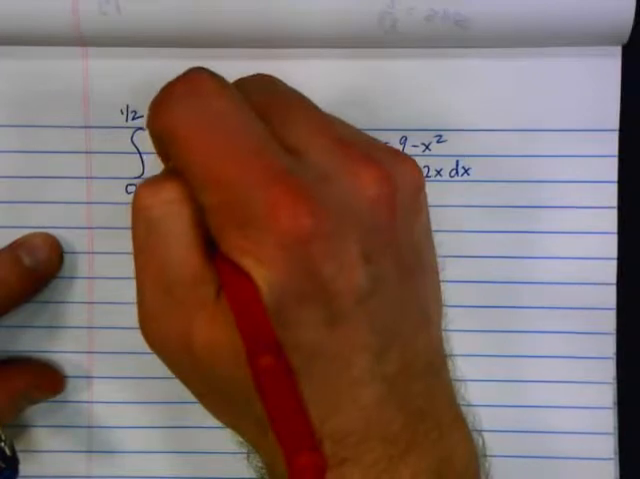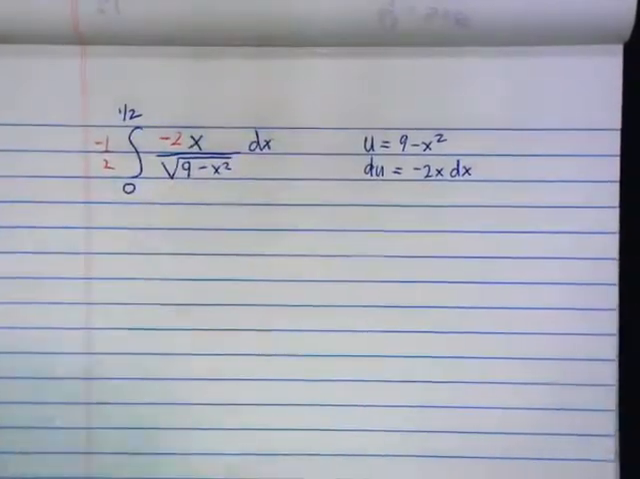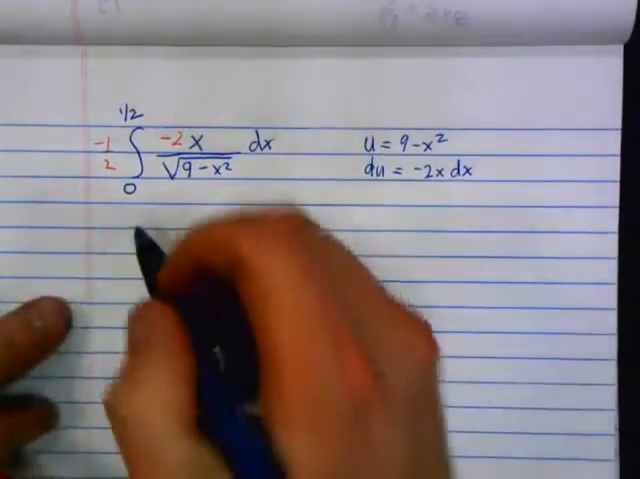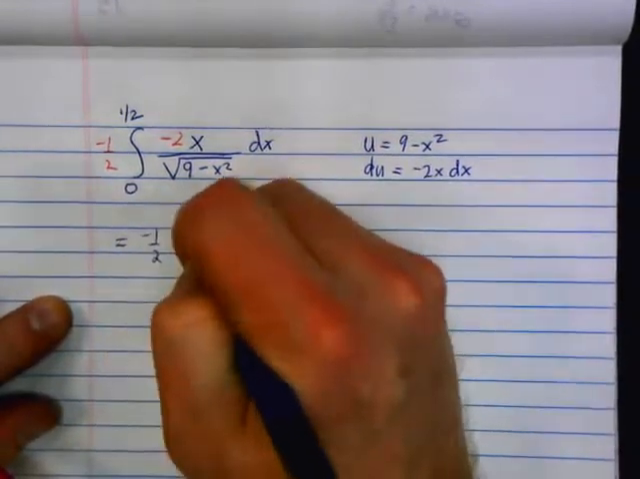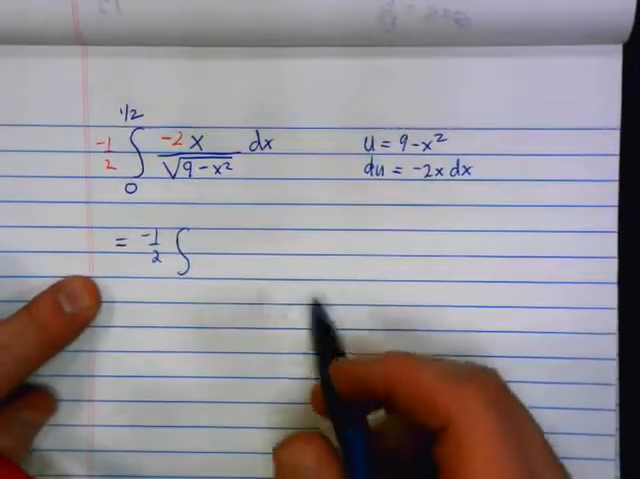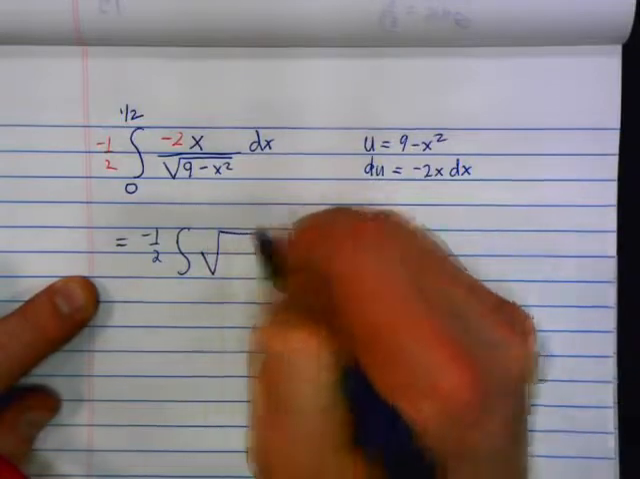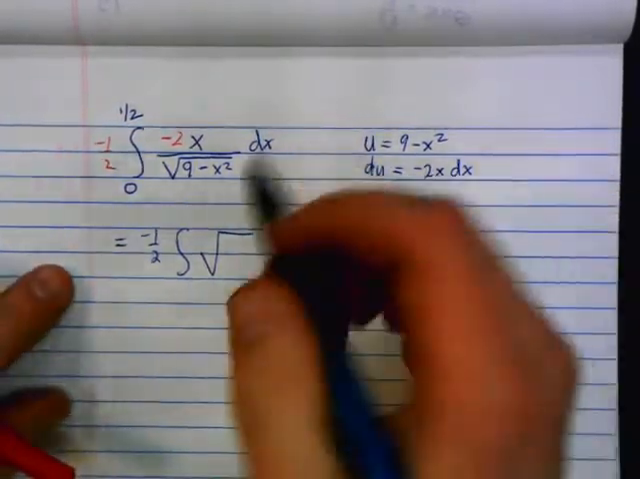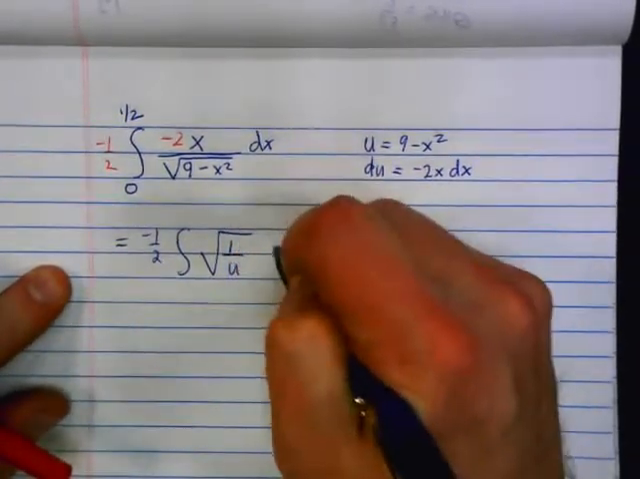So I need to sneak a -2 in there, which means I need a -1/2. So this is going to become -1/2 integral. I'll figure my numbers out in a minute here. Square root, not a big square root. That'll work. 1 over square root of u du.